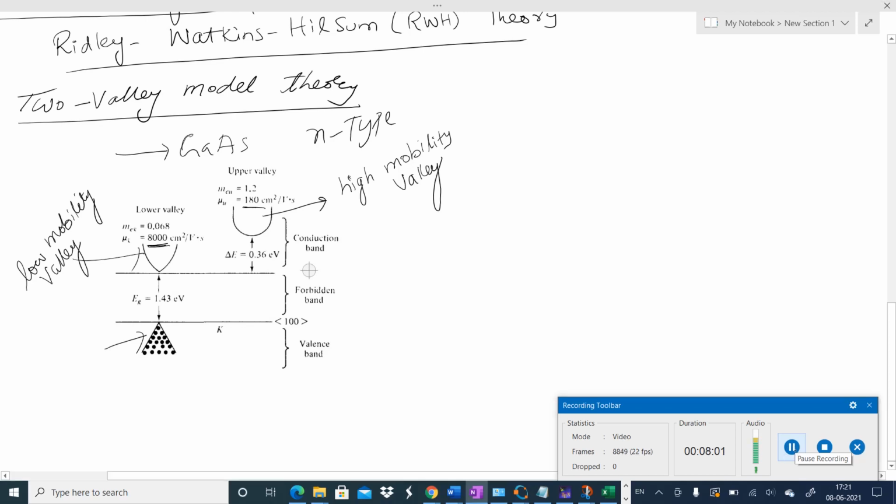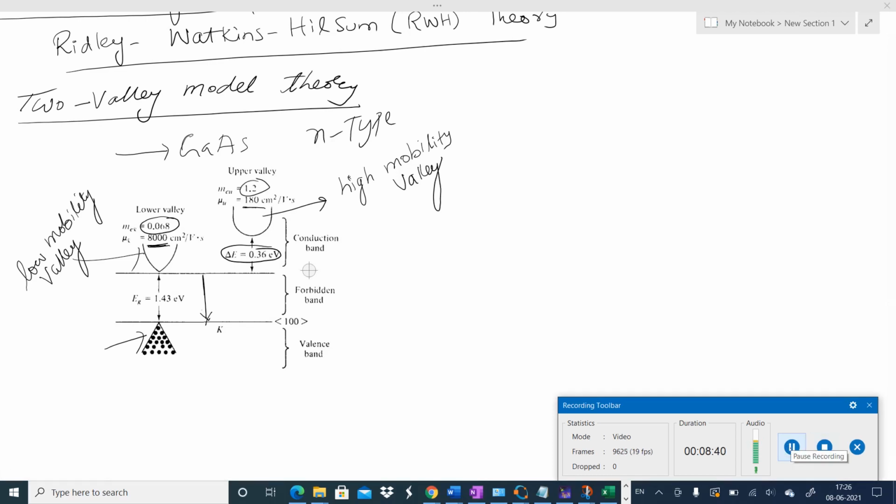The energy gap between the conduction band, that is the first high mobility valley conduction band, and the valence band is 1.43 electron volt, but the energy gap between the lower valley and the upper valley is 0.36 electron volt. We can also see that effective mass is having reverse effect. The prerequisite for this Gunn diode is that you must know basic electronic devices concepts. We will talk in terms of effective mass. Here the lower valley electrons have effective mass less than the upper valley.